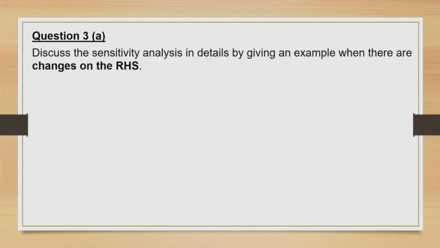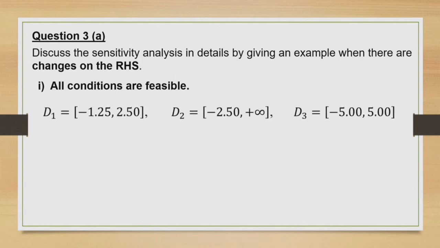Now I'm going to explain the answer for question 3 part A. For this part, we were asked to discuss the sensitivity analysis of our application problem in detail by giving an example when there are changes on the right hand side. In the first Roman, all conditions are feasible. Based on the answer of question 2, we provide 3 feasibility ranges for each condition.